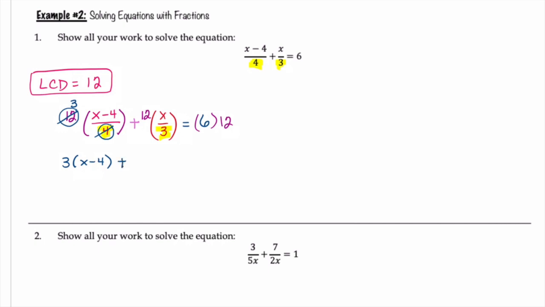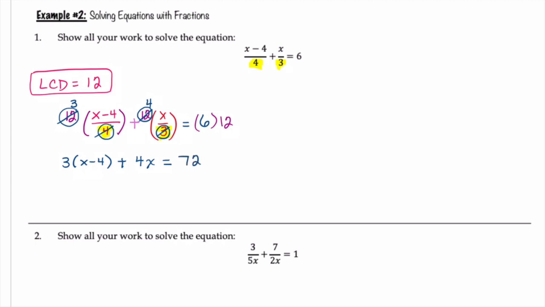Plus, I'm going to do the same thing for the next one. We have a 12, and I'm going to divide that by this 3. What is 12 divided by 3? 4. So I am left with 4 times x. I am just going to multiply 6 times 12, which is 72.